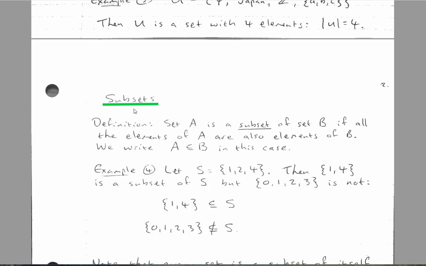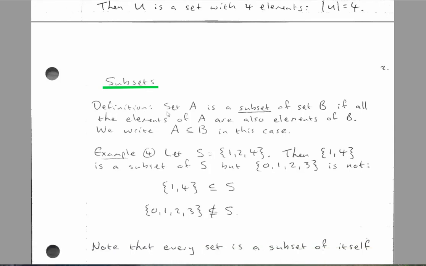All right, next idea, subsets. Definition: a set A is a subset of set B if all the elements of A are also elements of B. And we have this special notation. So this is subset notation. It's like a C with an extra line underneath. So this means A is a subset of B.